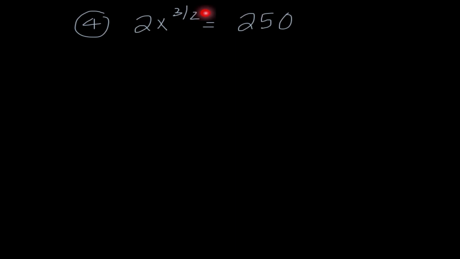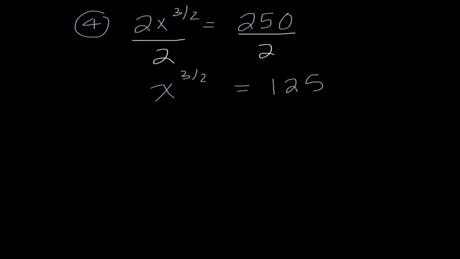Now, the most common mistake I see on this problem is people think that this 2 is being taken to the power, but I know it's not. If it was, we would see parentheses around it. So the very first thing I need to do to isolate my exponent is to divide both sides by 2. So I get x to the 3/2 power equals 125.